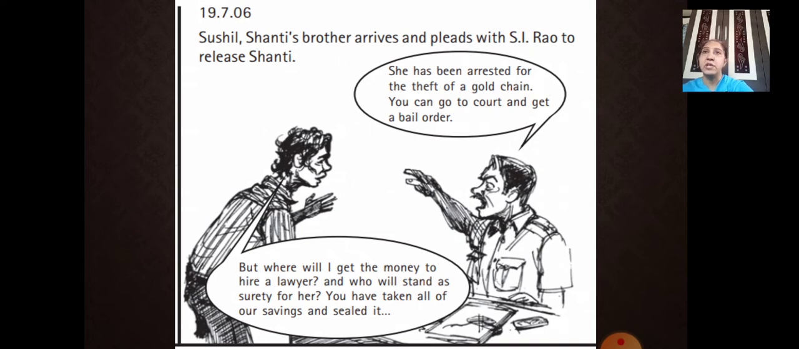Then what did Sushil reply here? But where will I get the money to hire a lawyer? And who will stand as surety for her? You have taken all of our savings and sealed it. So he is very helpless in that way. Sushil is asking all these questions to Sub-Inspector Mr. Rao.